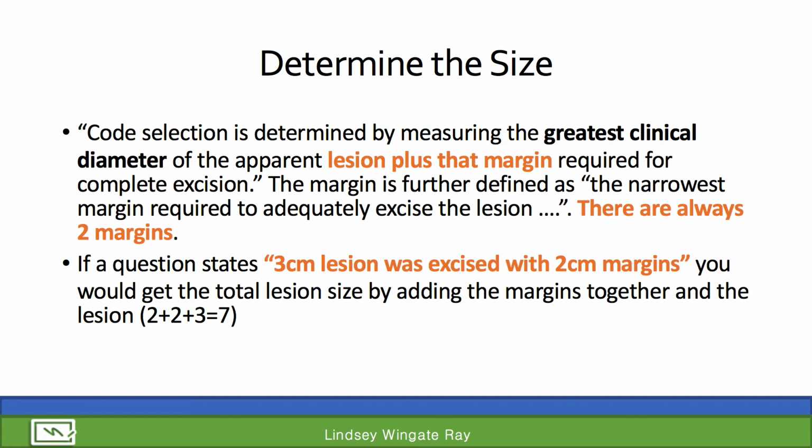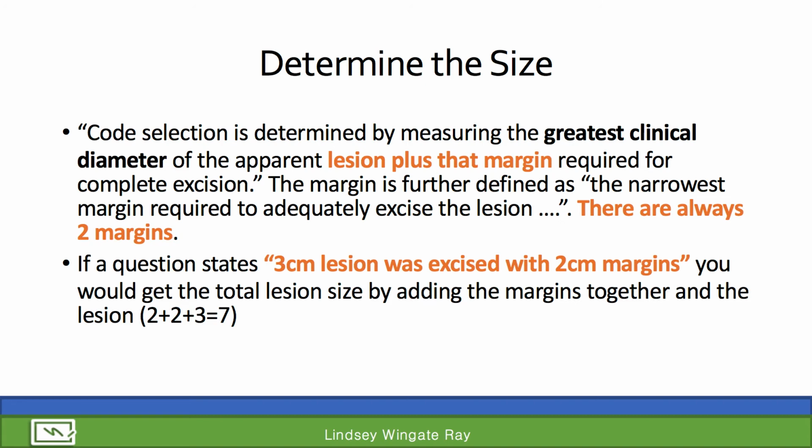If a question states 3 centimeter lesion was excised with 2 centimeter margins, you would get the total lesion size by adding the margins together and the lesion. So in this example, it would be 2 plus 2, because there are 2 centimeter margins and there's always two margins. So 2 plus 2 plus the lesion size, 3, and that would give you a total lesion size of 7.